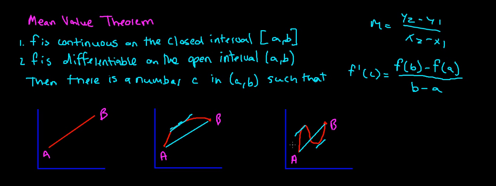The easiest way I can think of to describe this theorem is to think of driving. Suppose I were to drive from where I am right now to the other side of the country, and let's say that my average speed was 65 miles an hour. It would probably be faster than that, but let's just say it was 65 miles an hour.